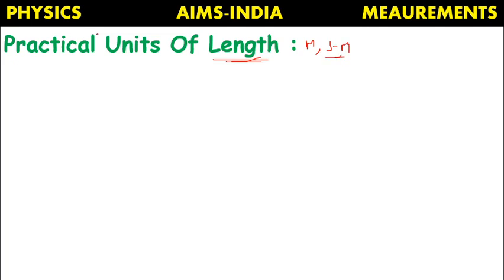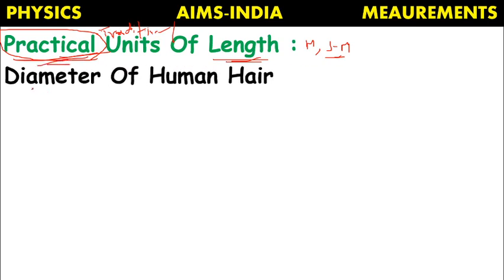But still in so many countries and so many conditions, people are making use of traditional units which they were using from olden days. They are continuing the same traditional units for making the measurements. So they are called as practical units. Let's learn about them. So diameter of human hair.